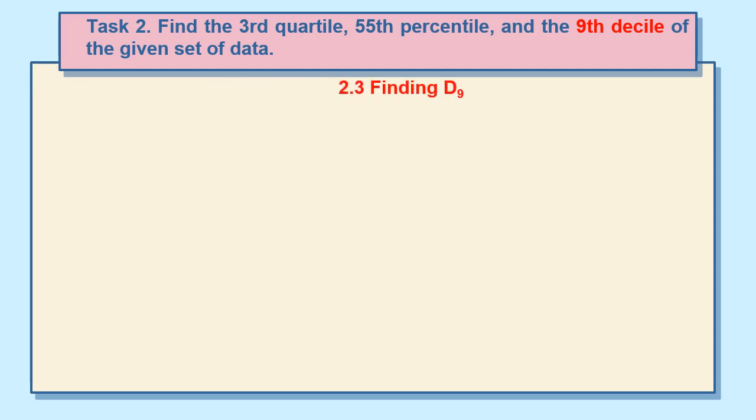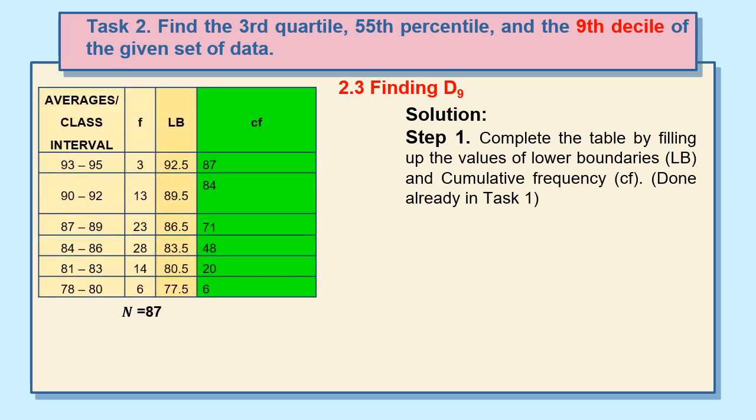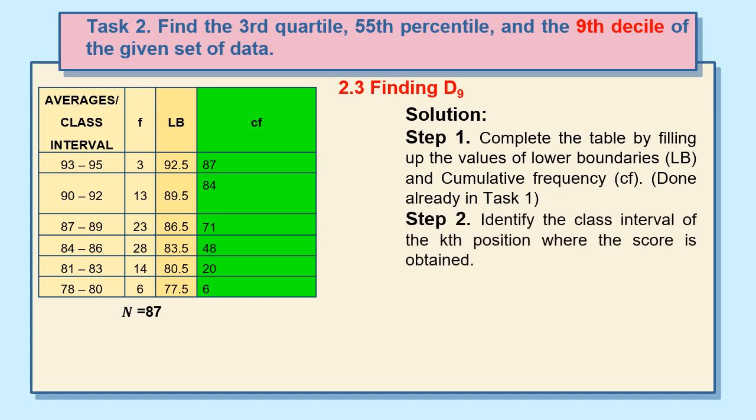And to find the 9th decile, we have our step 1: complete the table by filling up the values of lower boundaries, LB, and cumulative frequency, CF. This was done already in task 1. Next, we have step 2: identify the class interval of the kth position where the score is obtained. So we will find the class interval of the 9th decile.